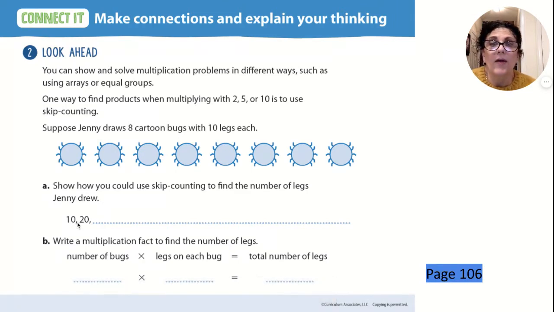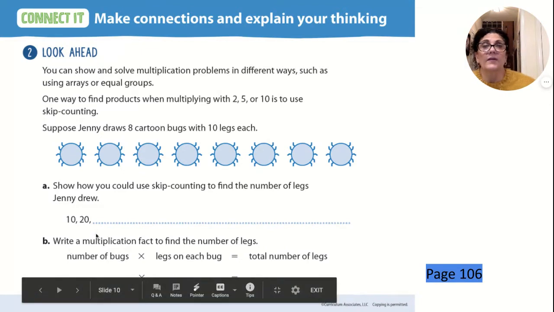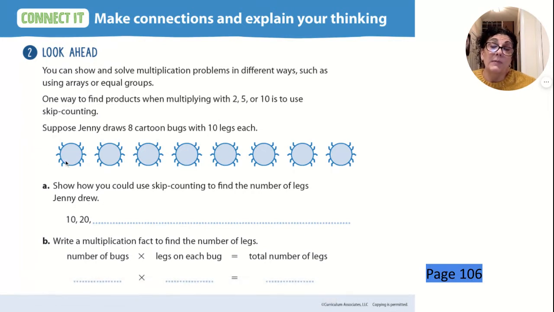It says, show how you could use skip counting to find the number of legs Jenny drew. Well, you should skip count from 10, by tens 8 times. So 8 times 10 should give you, I see a basic fact here, 8 times 1, which will give you 8, and then you add that 0 back in, or you can skip count, and it looks like this.